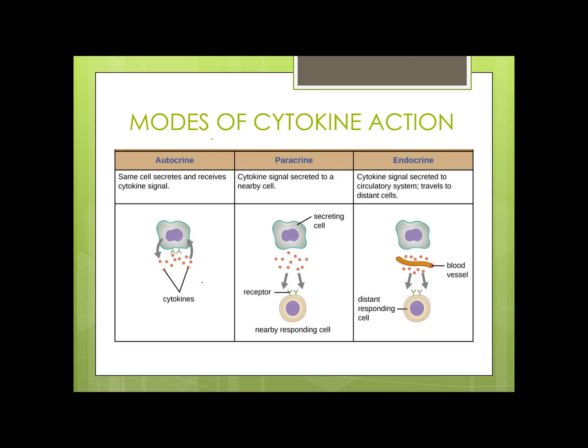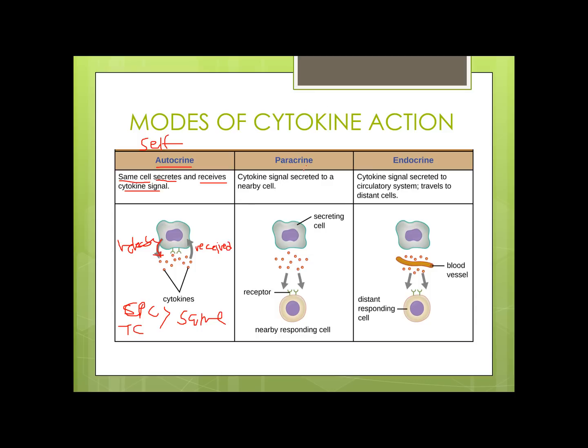Now, there are three modes of cytokine action, class. Please remember this. The first one is your autocrine. When you say auto, again, this refers to yourself. So autocrine is when the same cell secretes and receives the cytokine signal. In simpler words, the cytokine producing cell and the target cell are the same. So the same cell secretes the cytokine and is also the one to receive the cytokine signal. After it releases the cytokine, it is also received by the receptor of the same cell. So I hope that is clear.